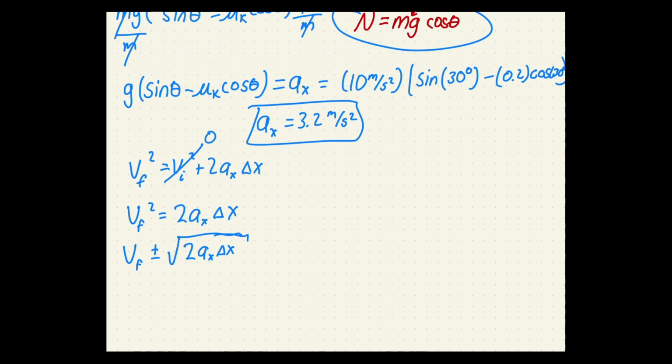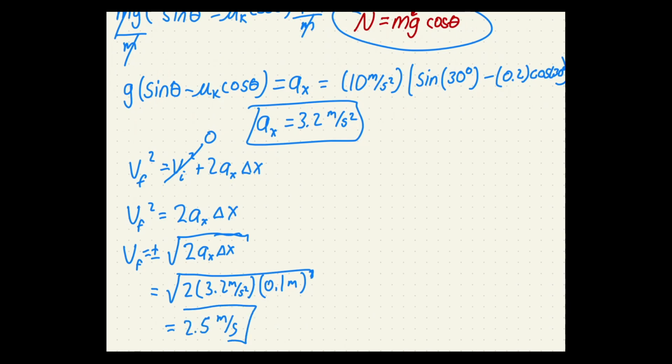So v final is equal to the square root of 2 times our acceleration in the x direction, 3.2 meters per second squared, times our delta x, which was 0.1 meters, the compression distance of our spring, which causes our spring force. If I plug all those values into a calculator, I get about 2.5 meters per second. And that would be my answer for velocity final.